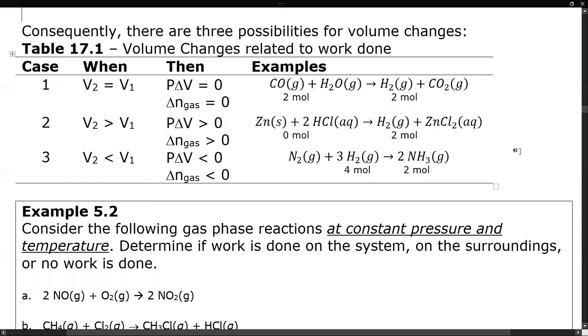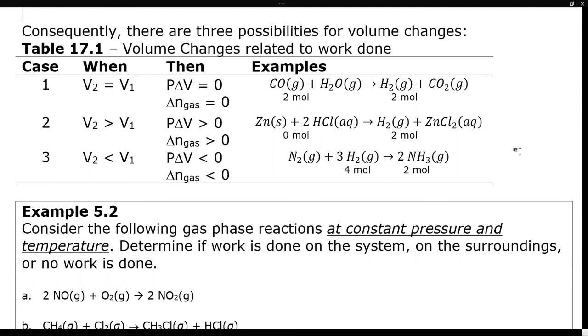We can predict what's going to happen with the work based on the change in the volume and looking at some example reactions. For example, if the volumes are equal, then P delta V is 0, regardless of what P is. Change in moles of gas has to be 0 then. So there's not really any work done. Carbon dioxide plus hydrogen, there's 2 moles on the reactant side, yields water and CO, 2 moles on the product side, they're equal. That's going to net no work.